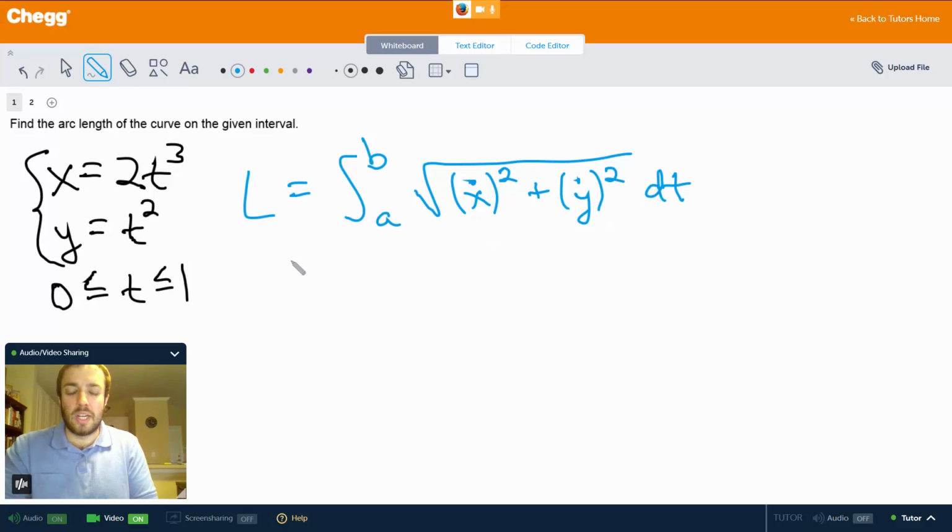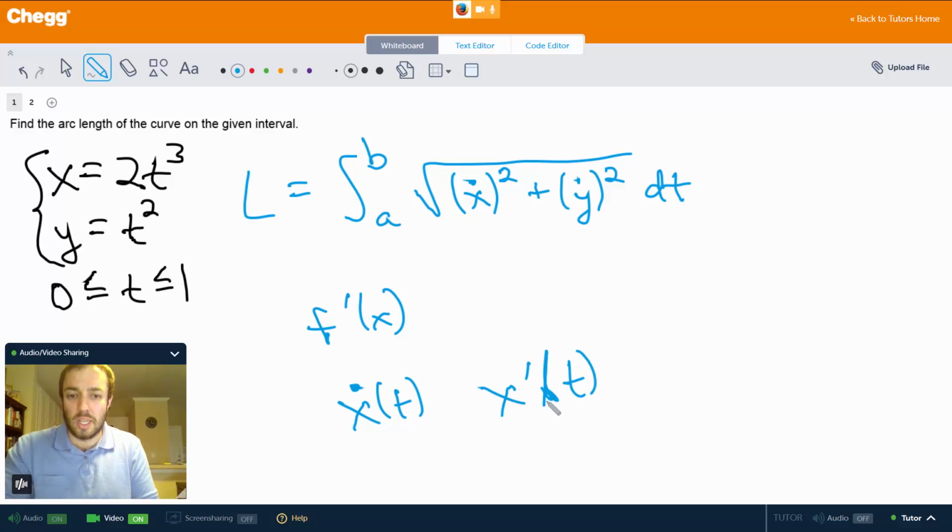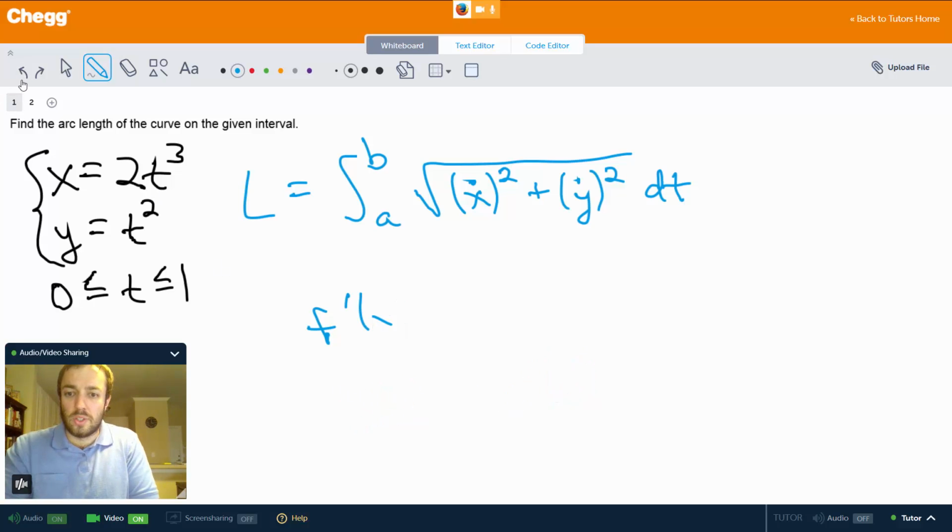And if you're unfamiliar with that dot notation, the dot notation is basically just shorthand for a derivative with respect to t. So just like if we were to say f prime of x is the derivative with respect to x, then x dot of t is the derivative of x with respect to t. It's just as acceptable to say x prime of t, but conventionally we use the dot notation when t is the independent variable. We can also say dx dt and dy dt instead of x dot and y dot, just that x dot and y dot take up less space.